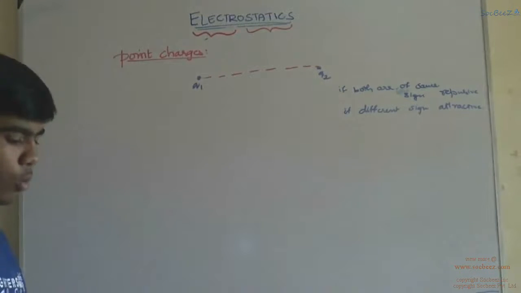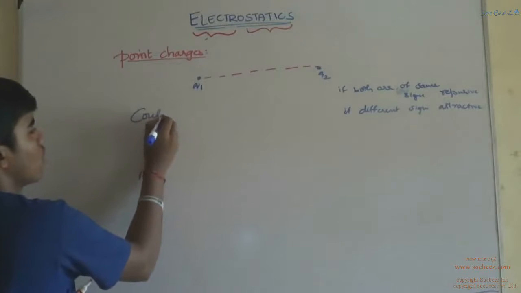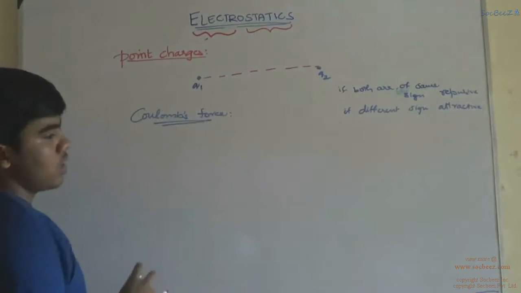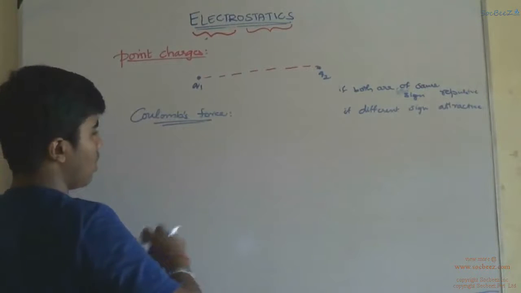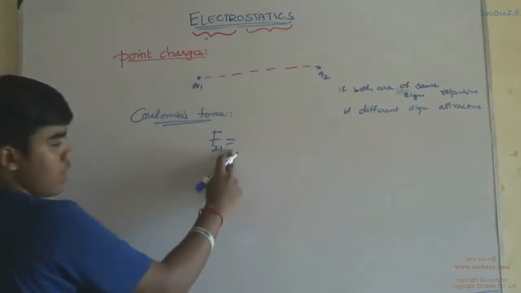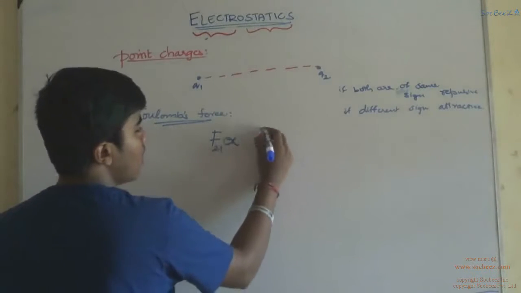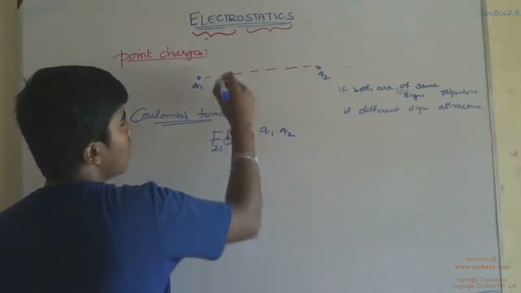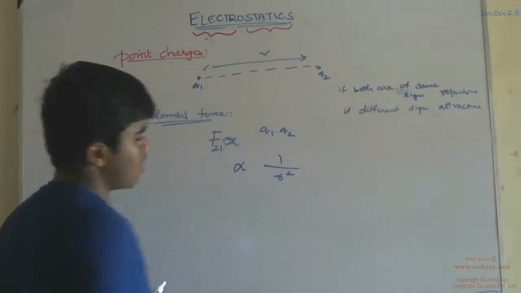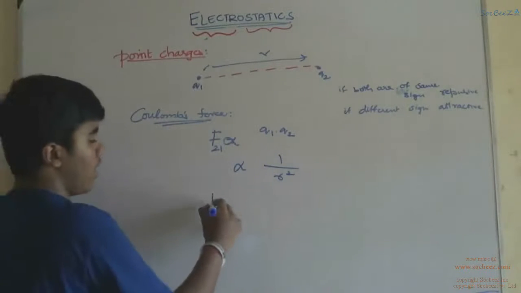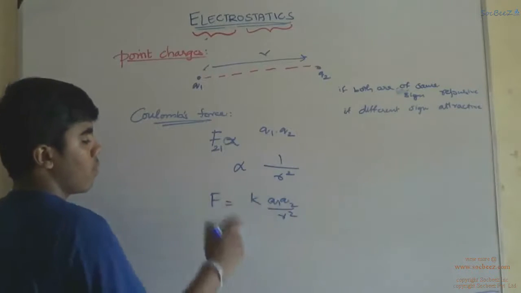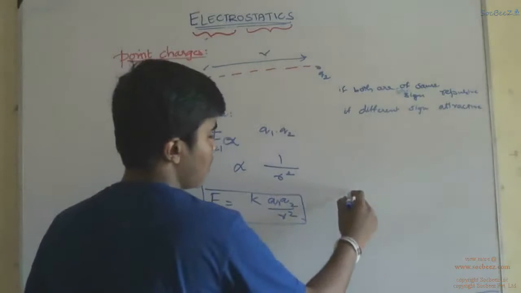So we now read about Coulomb's force. According to Coulomb's force, the force on 2 by 1 is proportional to the product of the 2 charges. Let's say the distance is r. This is proportional to the inverse of square of the distance between them. Thus we write that the force is equal to K times Q1 Q2 by r square, where K is a proportionality constant.